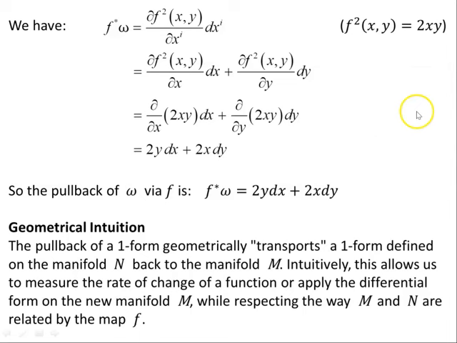So the one form dz2 in the cotangent space to n at the point f of p becomes, in the cotangent space at m at the point p, this object. Okay. So, geometrical intuition: the pullback of a one form geometrically transports a one form defined on the manifold n back to the manifold m. Intuitively, this allows us to measure the rate of change of a function or apply the differential form on the new manifold m, while respecting the way m and n are related by the map f.